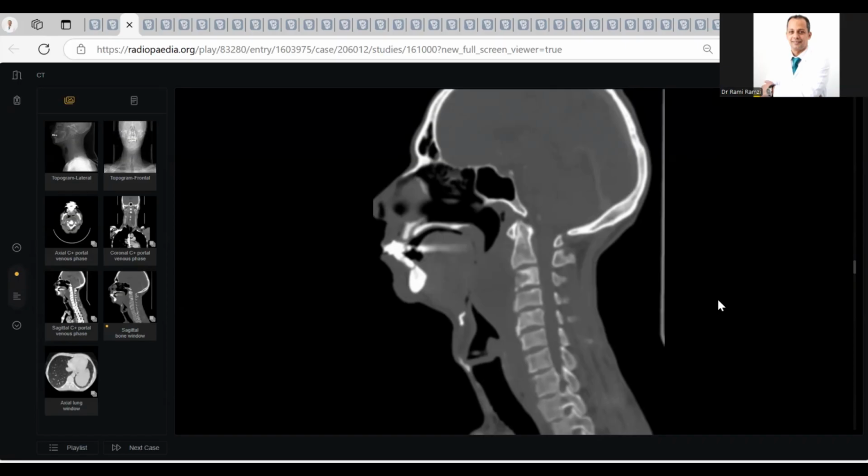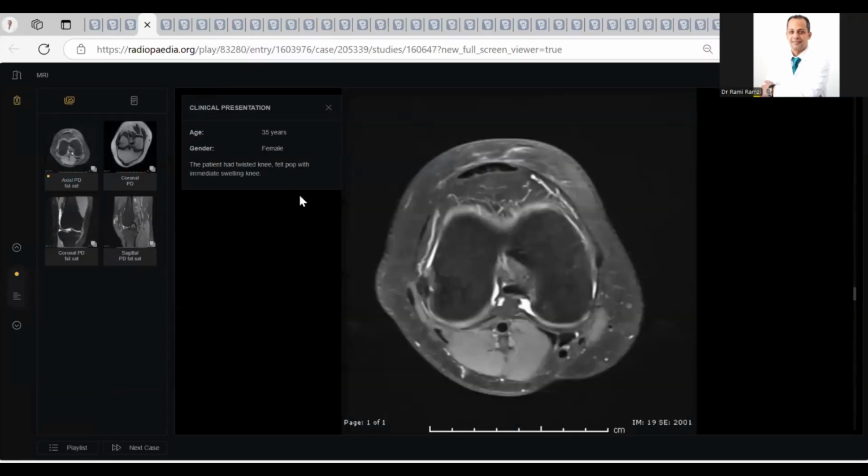Okay. Anything else? It's your differential. Fluid collection in the posterior. Okay. Don't worry.